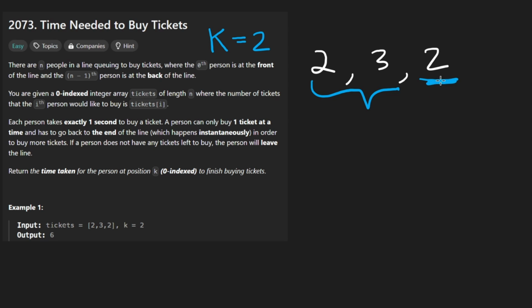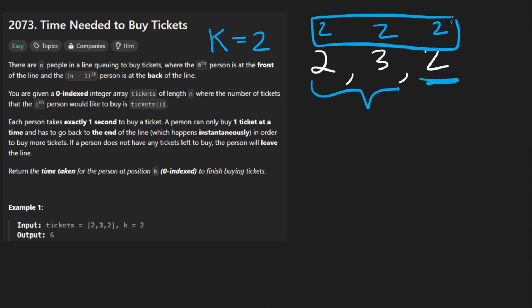So this person wants 2 tickets. Therefore, everybody before them has to go twice through that line of buying tickets. This person would have to go twice, this person would have to go twice, and then this person would have to buy both of their tickets. After these people have gone twice, it would take 6 seconds.